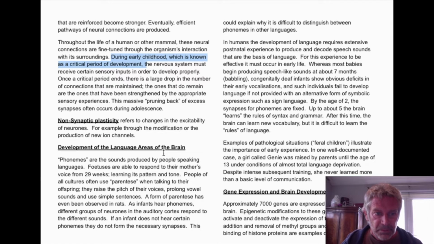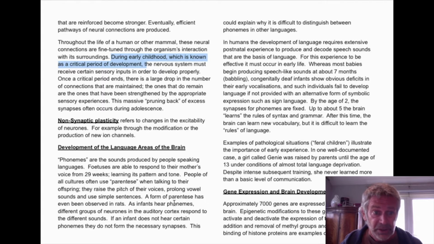Right, moving on to the development of the language area of the brain, we have these things called phonemes, and these are the sounds produced by people speaking. You're able to respond to these within the womb, and so you actually begin to learn language before you're born. There's this wonderful fact here, there's a thing called parentese. For instance, ooh, isn't he sweet? All of that you use for very young children. And incredibly, this has even been observed in rats. So rats go sort of goochie goochie goo to their offspring as well.